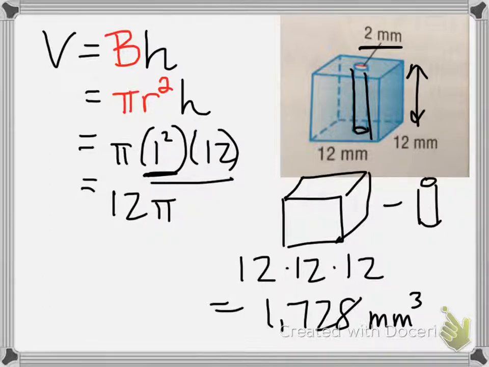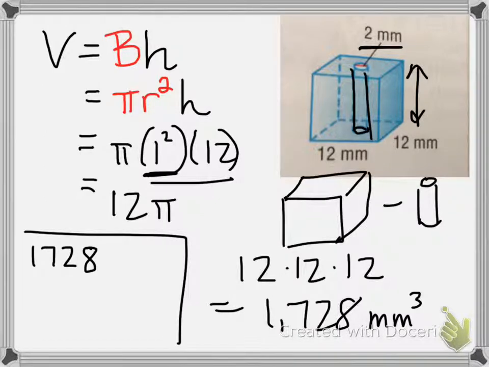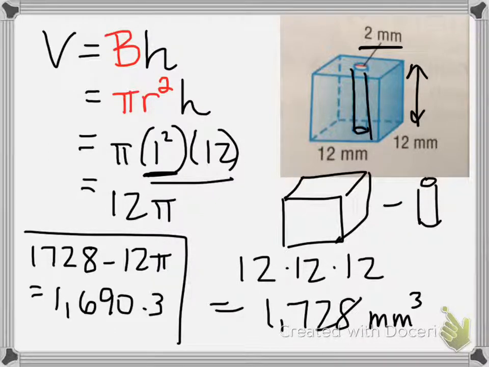To get our final answer, we are going to subtract, and as we said earlier, that's going to be 1,728 cubic millimeters for the cube, and we're going to subtract from that 12 pi. Using the calculator carefully, this would give us a final answer of 1,690.3 cubic millimeters. The one thing on the calculator is you would have to maybe calculate that 12 pi first and then subtract that from 1728.